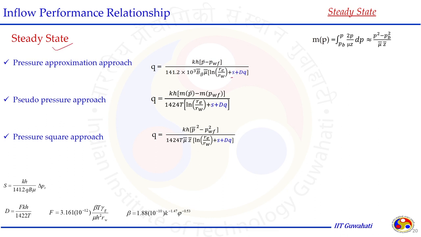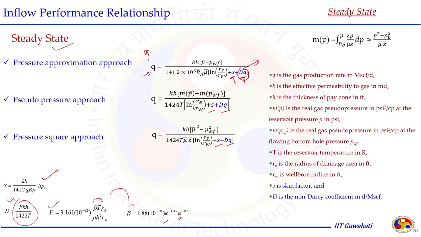For example, we got S plus DQ in the denominator for the P approach, the MP approach and the P squared approach. The S is defined like this, as we discussed, and then D is defined in the form of F and other parameters, F is defined in the form of beta, and beta is defined in the form of permeability and porosity. For the quadratic form of this equation, if we take everything on this side and multiply this, we will get Q squared D and then other terms here.